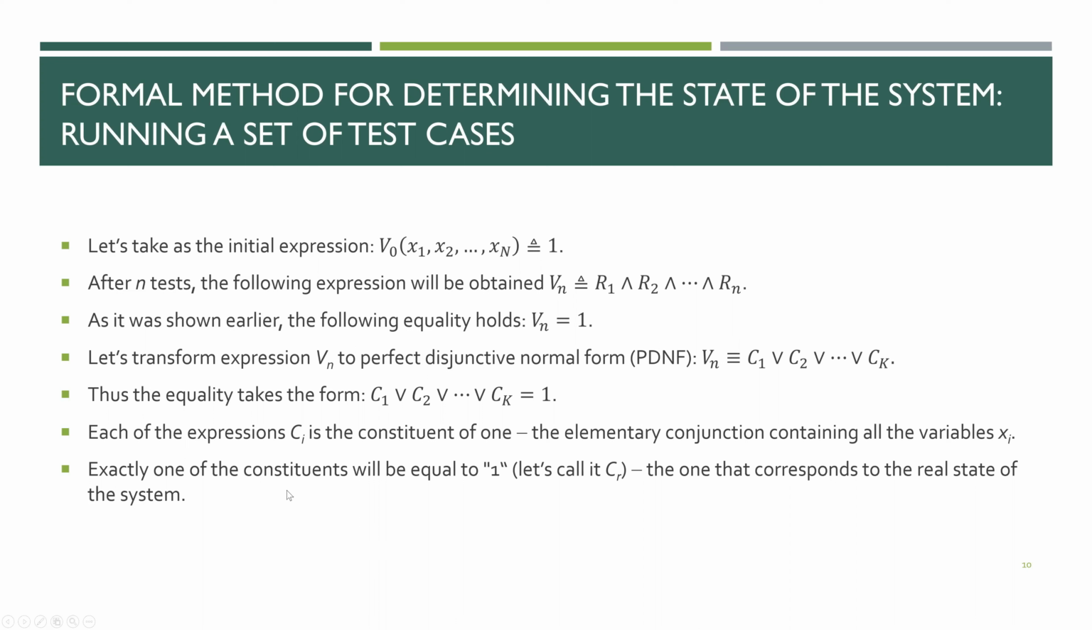And obviously exactly one of these constituents will be really equal to 1. Let's call it CR, and this constituent will correspond to the real state of the system. Only this constituent corresponds to the real state of the system, as we can see on previous slides. We built this constituent, and it will be equal to 1, and other constituents automatically cannot be equal to 1, because at least one of the variables will be inverted and will give 0.